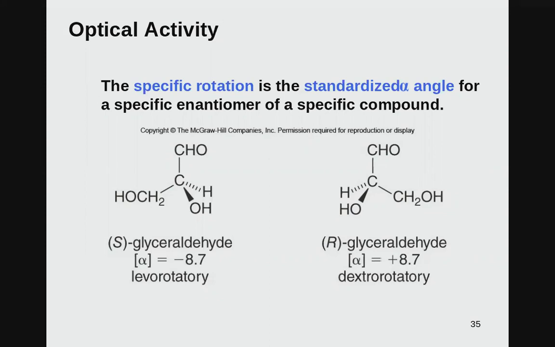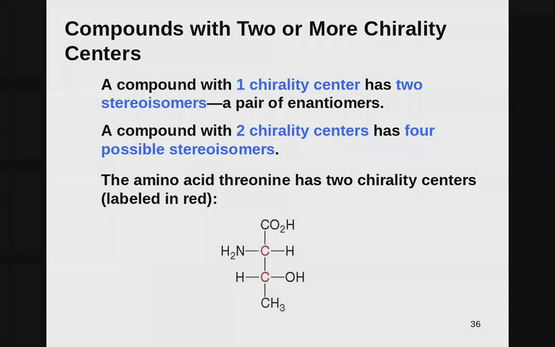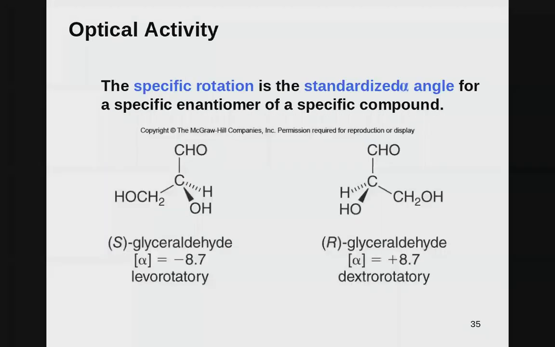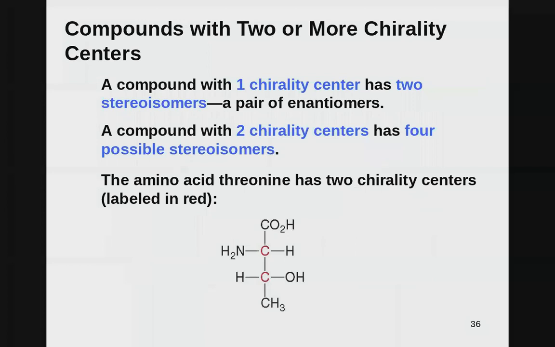Now, the specific rotation at the standard alpha angle is for a specific enantiomer of a specific compound. So we can look at S-glyceraldehyde and R-glyceraldehyde. You'll notice that they are mirror images of one another, but they're not superimposable, thus they are enantiomers. Now, this alpha angle here at the central carbon is slightly different, minus 8.7 and plus 8.7, making this one levorotatory and this one dextrorotatory. So that's just a cool property. You don't need to remember it, but I figured I'd mention it because we're talking about chirality here.